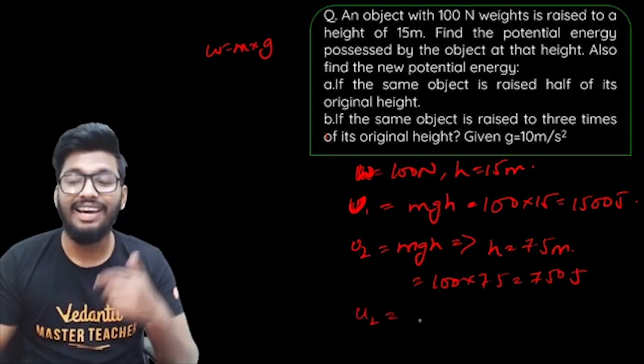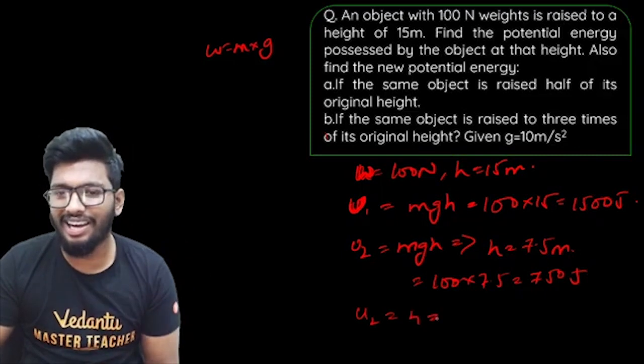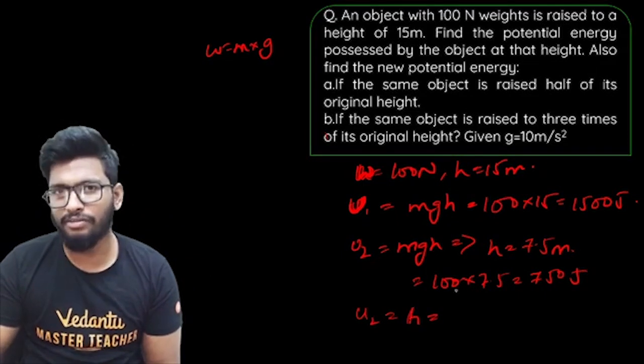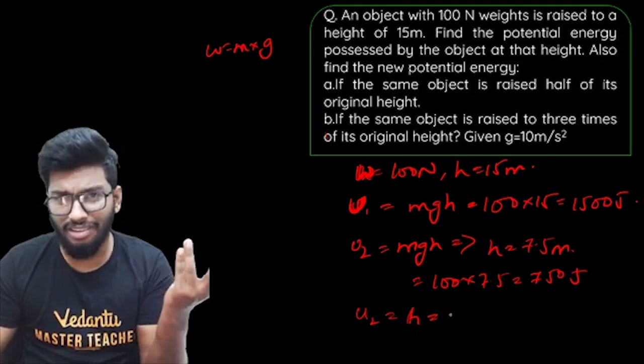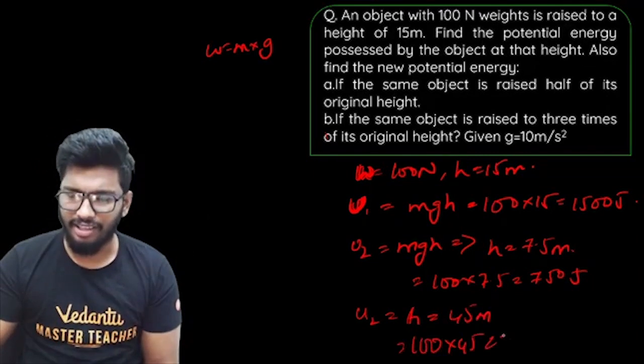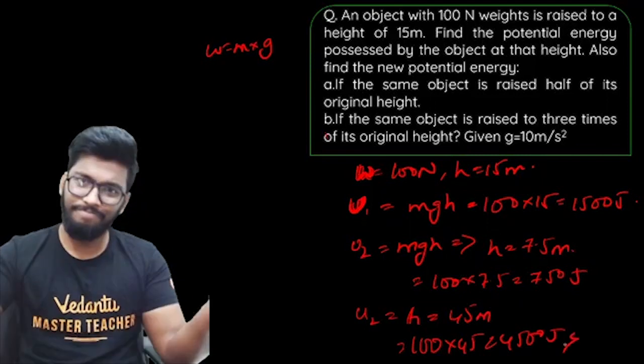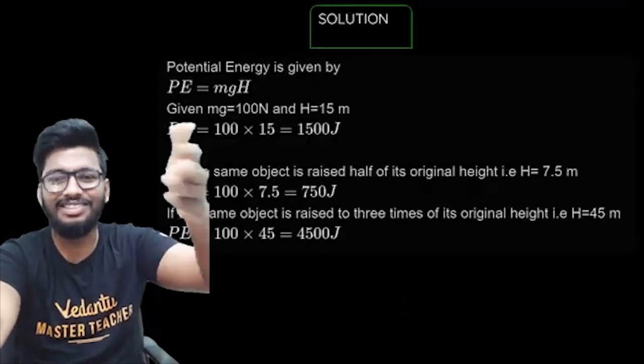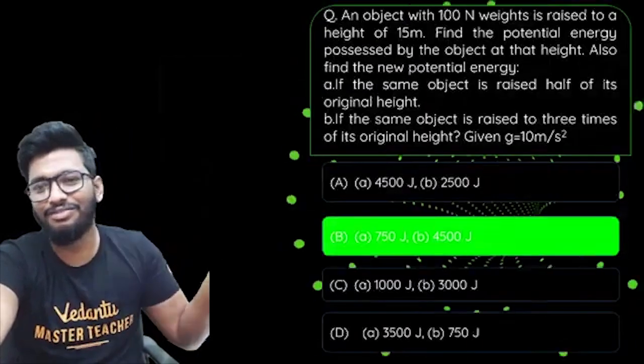For the third one, they increase it 3 times more. So what is the height value over here? 3 times. So 15 plus 15 plus 15, that's 45. 45 meters is what you get. Substitute that over here. So 100 into 45, that's 4500 joules. That's it. So the answer to this question is 1500, 750, 4500 joules.